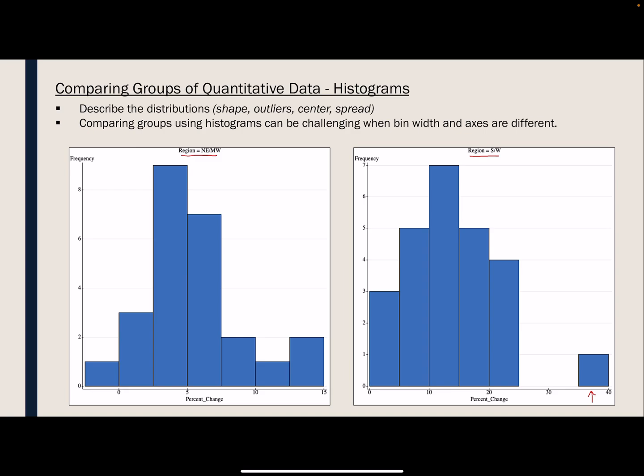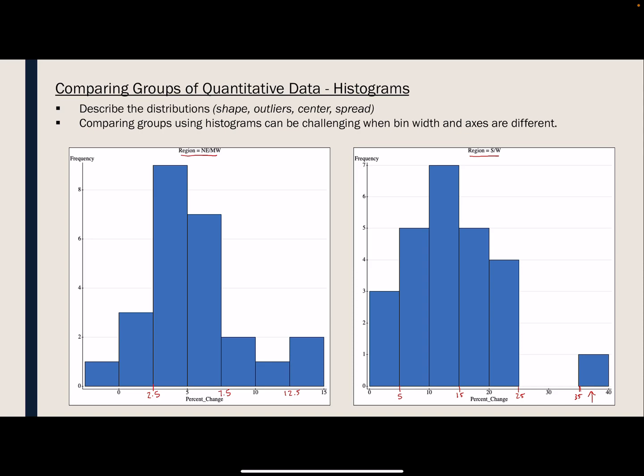Looks like they're both slightly skewed, but when I look further at that horizontal axis, I can see that the bin width of the Northeast Midwest region is different from the Southwest region. So over here, the bin width is 2.5, right? It's going from 0 to 2.5, 5, 7.5, 10, and 12.5, whereas the bin width for the Southwest region is 5. It's twice as much. This is counting by 5, 10, 15, 20, 25, 30, 35.